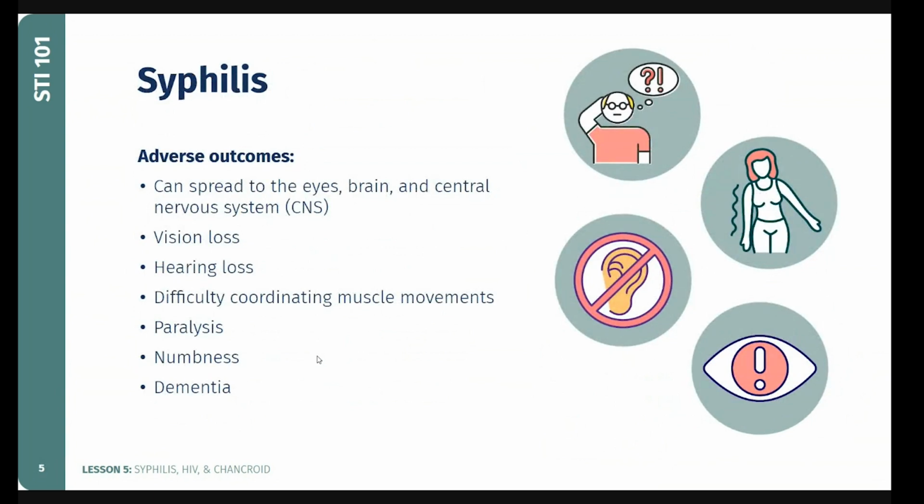Syphilis can invade the central nervous system, or CNS, and spread to the eyes, resulting in vision problems, the ears resulting in hearing loss, and the brain resulting in difficulty with coordinating muscle movements, numbness, paralysis, and dementia.